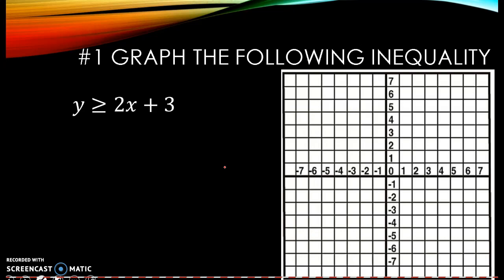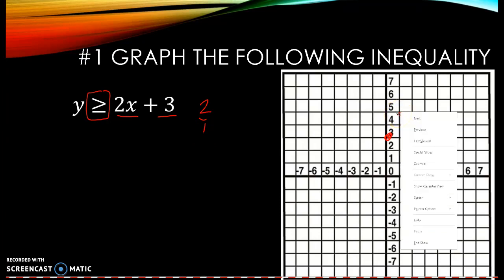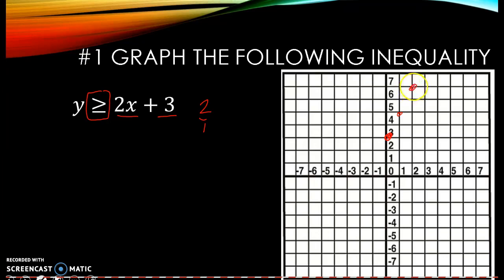So we remember y equals mx plus b. This is the same thing, except instead of an equal sign, we have an inequality sign. And so the y-intercept is still going to be at 3. So we're going to start with a point right here at 3. And then we're going to have a slope of 2, which is the same thing as 2 over 1. So we're going to go up 2 over 1 for another point, up 2 over 1 for another point. I can keep doing that, or I can go down to the left 1, down to the left 1. And all of these points here are going to be on my graph.